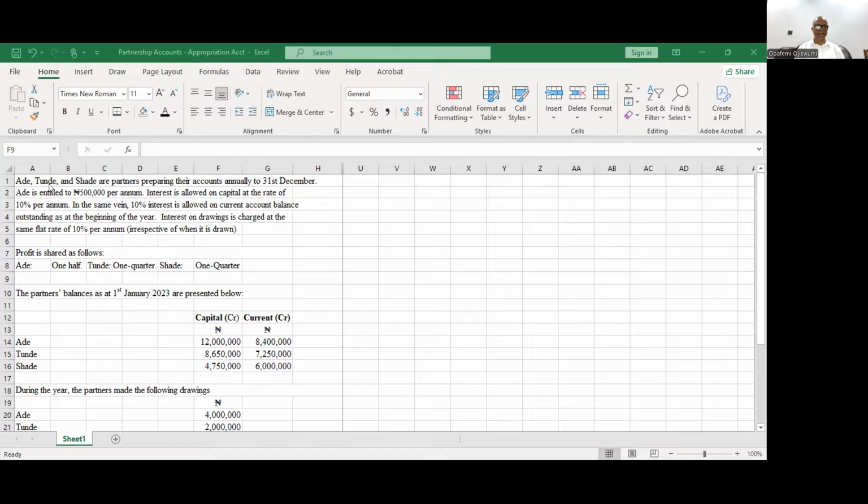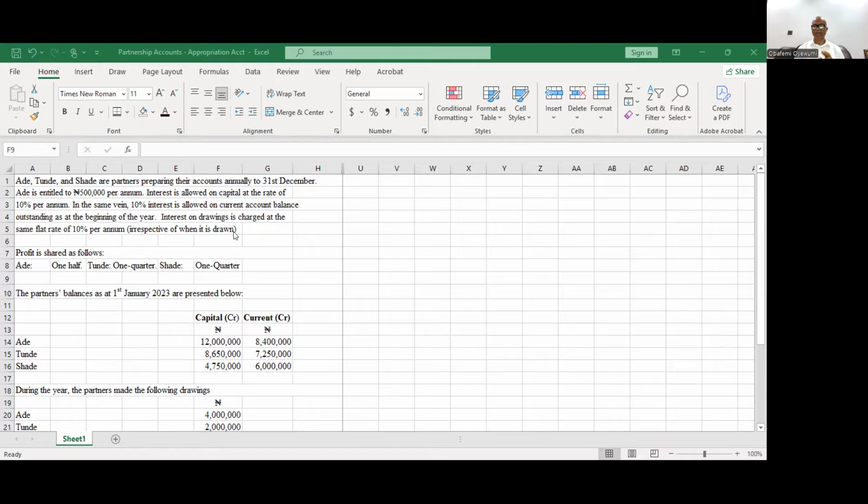It says, Ade, Tunde, and Shade are partners preparing their accounts annually to 31st December. Ade is entitled to 500,000 per annum as salaries. Interest is allowed on capital at the rate of 10% per annum. In the same vein, 10% interest is allowed on current account balance outstanding as at the beginning of the year. Mark that word: outstanding as at the beginning of the year. Interest on drawings is charged at the same flat rate of 10% per annum, irrespective of when it is drawn.